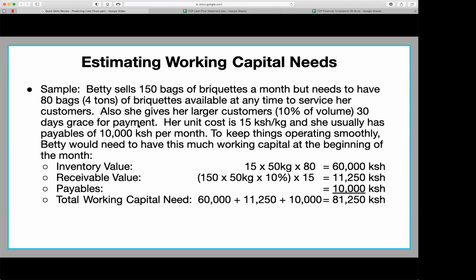We're going to estimate 10% of her receivable value is money that she's not getting in, so needs to finance. And then payables. We'll just assume that she has 10,000 shillings in payables that she has to worry about every month. So that's basically her basic working capital need for the month.